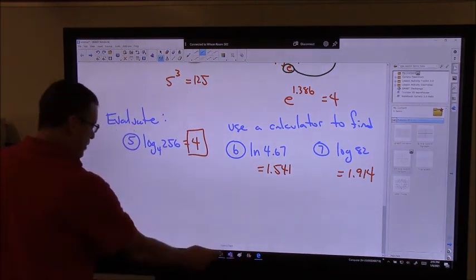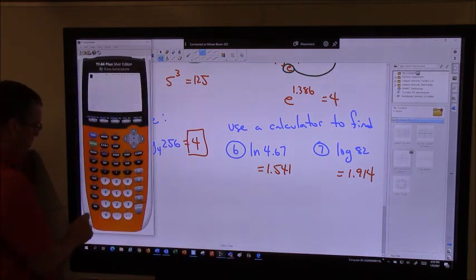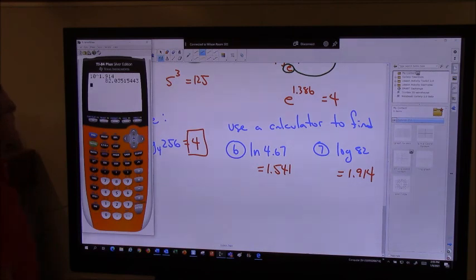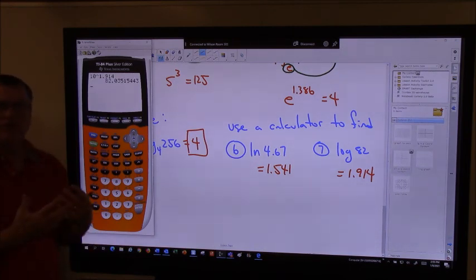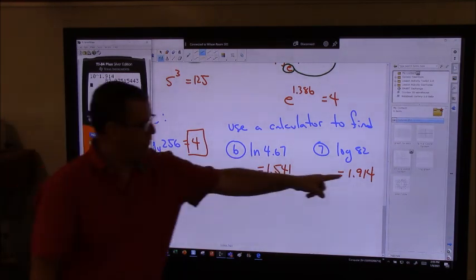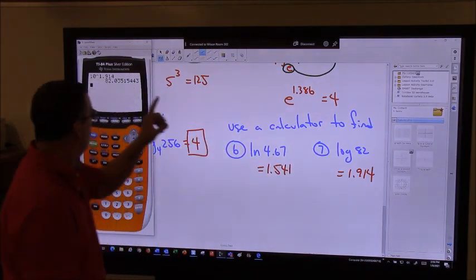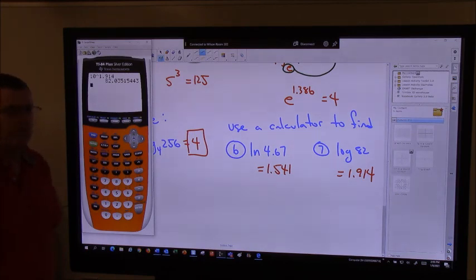Let me check it real quick. Clear this off. I'm going to go 10 raised to the 1.914. And I got an answer pretty close to 82. Again, this was a rounded answer. Because I rounded off, I probably threw this thing off by a little bit. But that's pretty close to 82. So I feel okay with that. All right?